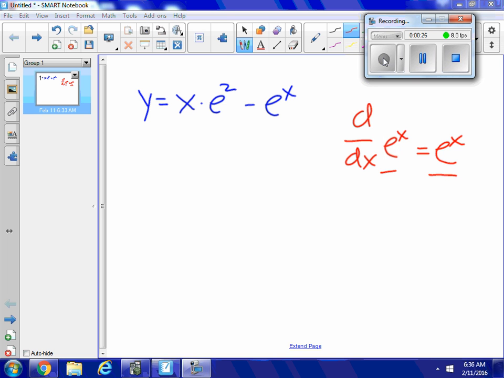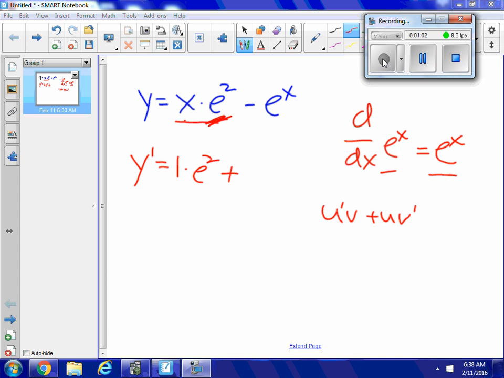So let's take a look at this, and let's see if we can solve it. So I want to find y prime. Well, I have a product right here. So product is going to be u v prime plus u prime v, with the prime going backwards there. So my u prime is 1 times e squared plus, well, the derivative of e squared times x.